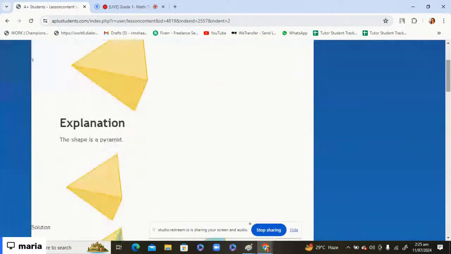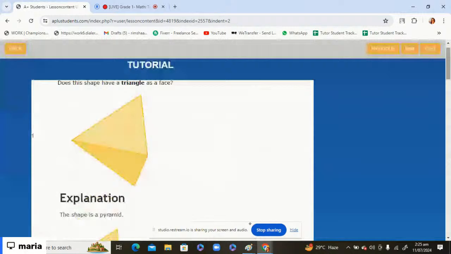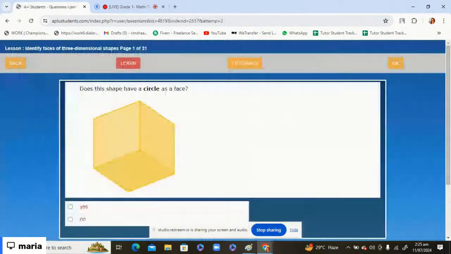This we already explained. Okay, now let's do the test part. So check it out. Does this shape have a circle as a face? Okay, quickly tell me everyone. Then we just click yes or no. Is there any circle in this shape? Yes or no? Which option are we going to choose? Is there any circle in the shape? Think about it everyone. No, it's not a circle. Okay, it's the square. All squares.